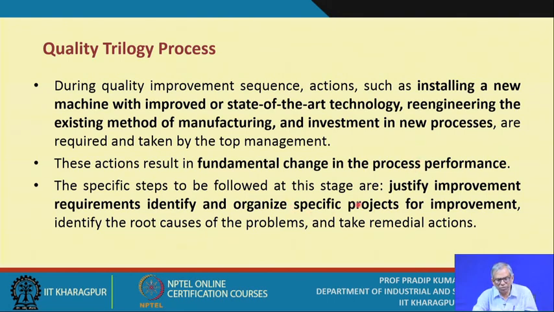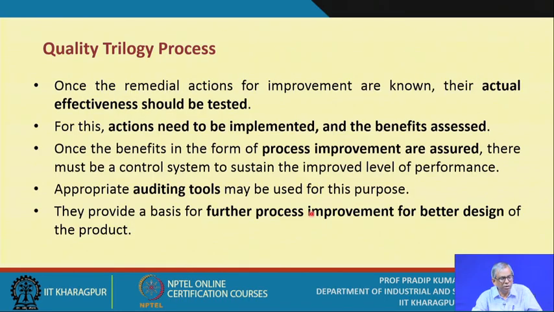The specific steps to be followed at this stage are: justify improvement requirements, identify and organize specific projects for improvement. This point I have already mentioned. That means for quality improvement, new projects are to be taken up. Once the remedial actions for improvement are known, their actual effectiveness should be tested, actions need to be implemented, and the benefits assessed. Once the benefits in the form of process improvement are assured, there must be a control system to sustain the improved level of performance.